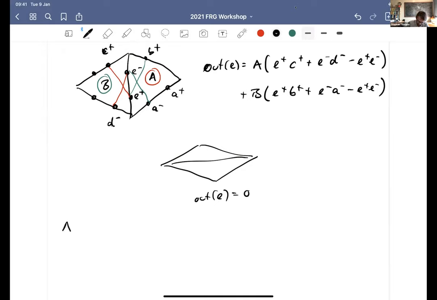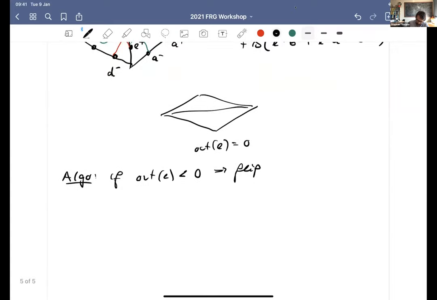So the algorithm is, if the altitude of e is less than 0, flip. And do this until all edges are positive, and so it terminates. Basically because Cooper and Long say so.